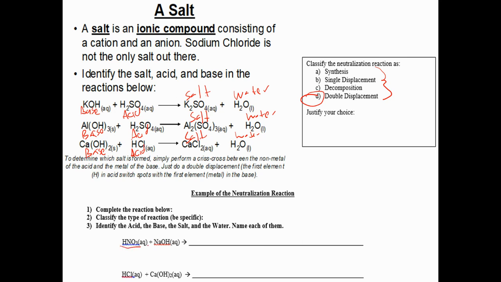So here I have an acid, here I have a base. Just make the H switch spots with the metal. And so we get NaNO3 aqueous plus H2O liquid. Here's same idea. The H goes where the Ca was, the Ca goes where the H was. And so we get CaCl2 aqueous, I did the crisscross there, plus H2O. So very straightforward, acid plus base gives you salt plus water, pH closer to 7.